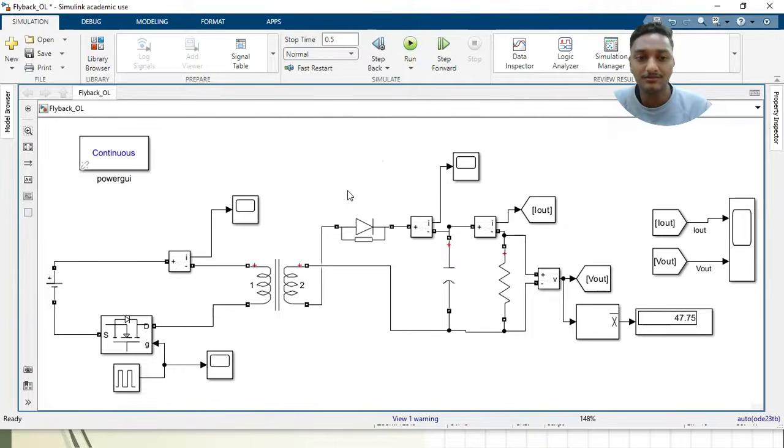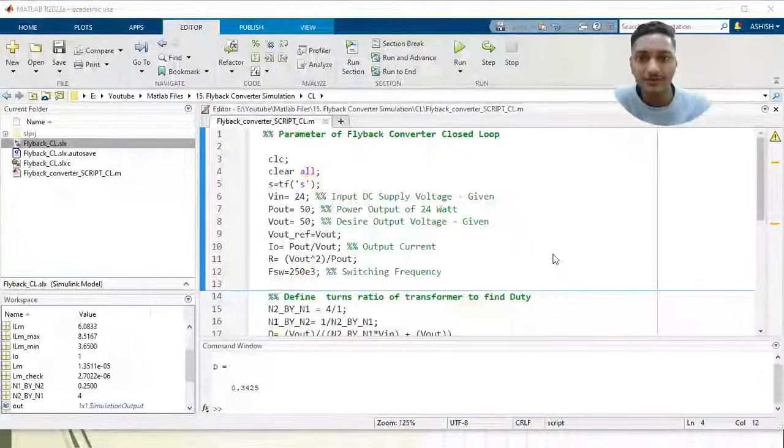Now we have seen that the output is not reaching 50 volts, so for that I need to go for closed loop. Just a very simple voltage mode control I will implement for my flyback converter, and we will see that. If I do it in closed loop, I am getting the desired output. So let's move to the closed loop simulation. So here we are with the closed loop simulation.